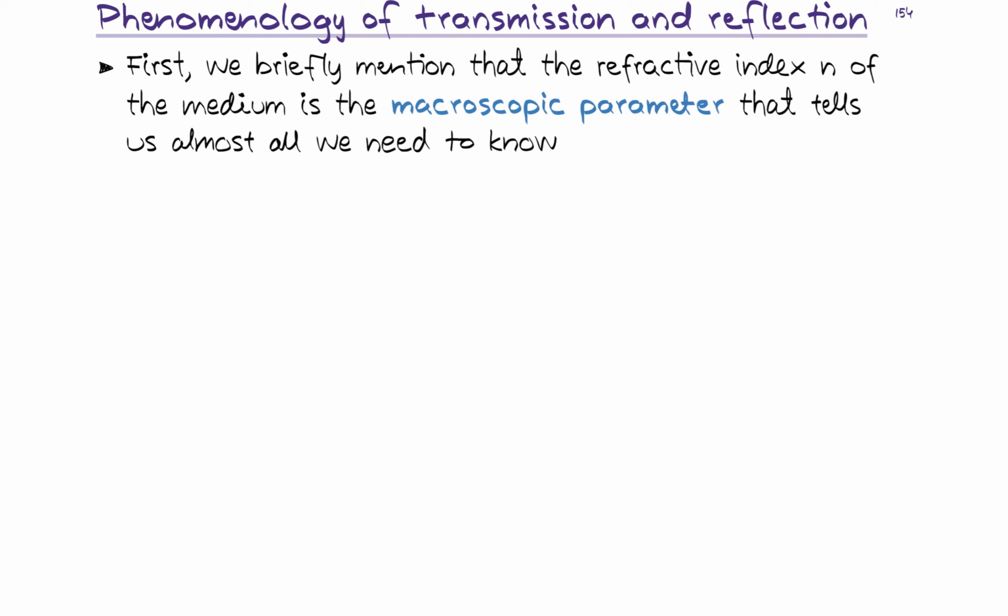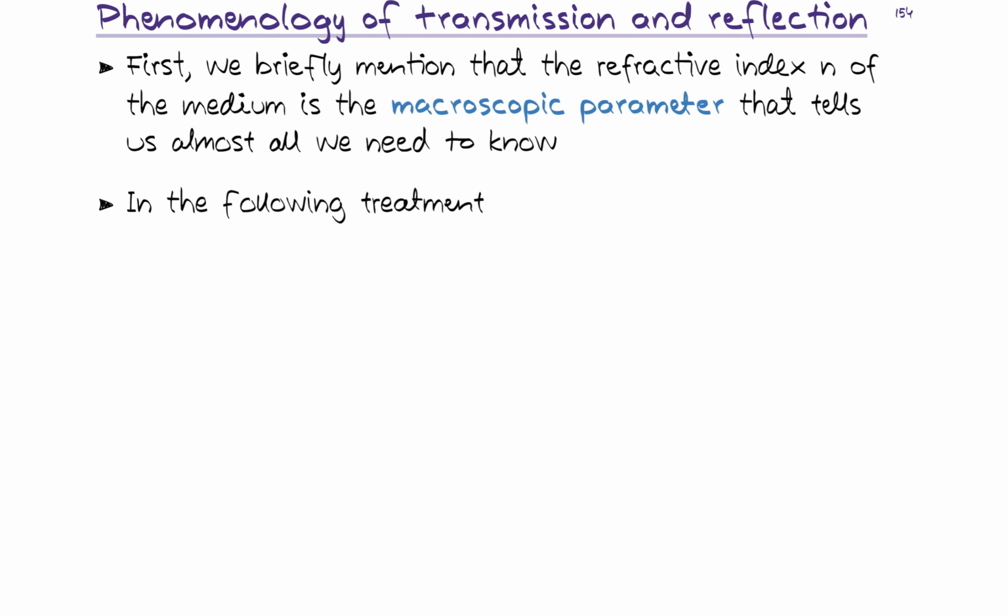And this is really most of the time the main parameter, and the only parameter we need to know in order to understand what happens for propagation of light. So refractive index is really an important parameter, and it's a macroscopic parameter, and that's it.